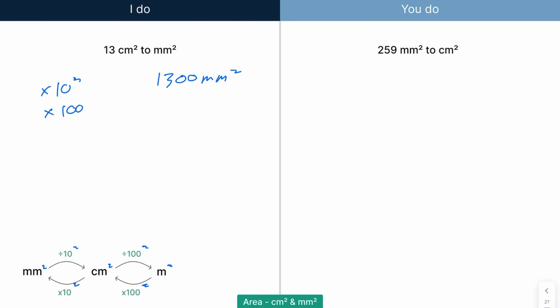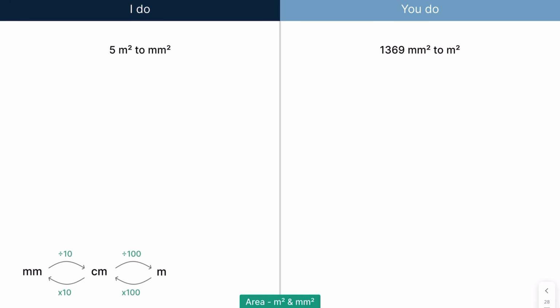So looking at the right, hopefully you've pressed pause and had a go. So we are going from millimeters, which is that there, to centimeters. And we can see we're dividing by 10 squared. Now dividing by 10 squared is the same as dividing by 100. So if I divide that by 100, I end up with 2.59 centimeters squared.